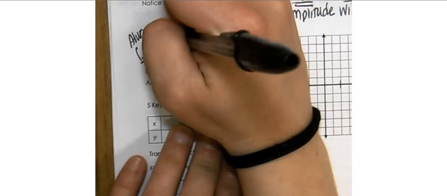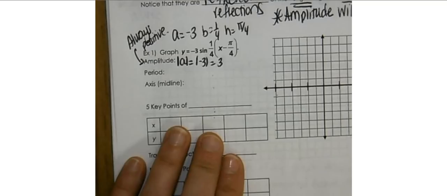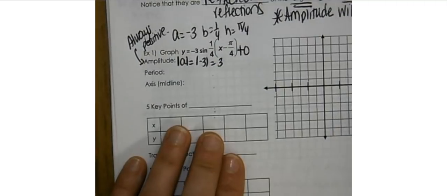So whenever we graph these problems, it's always helpful to identify your A value. A is negative 3. Our B value is 1/4. Our H value is the opposite of what we see inside, which is pi over 4. And our K value is what we're adding on the outside. And in this case, our K value is 0.